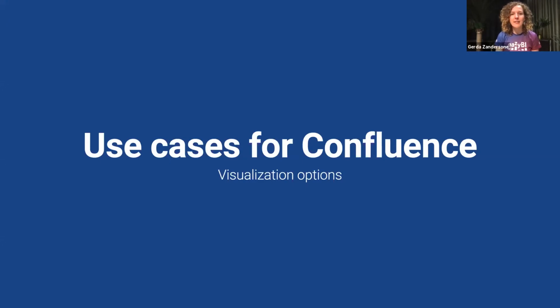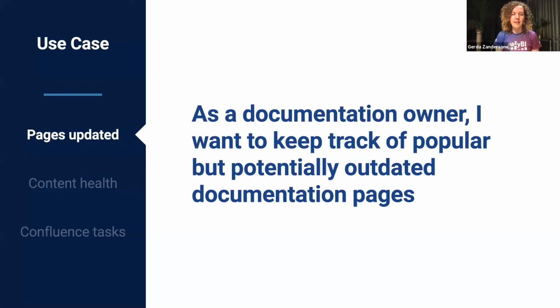Now, we have seen some use cases on how to use Jira data for the reporting. But did you know that there is a second eazyBI app that is for analyzing Confluence data, like task, page views, attachments, and other? And the same options can be applied here. And again, some use cases for different teams. The first is for a documentation owner who wants to keep track of popular but potentially outdated documentation pages.